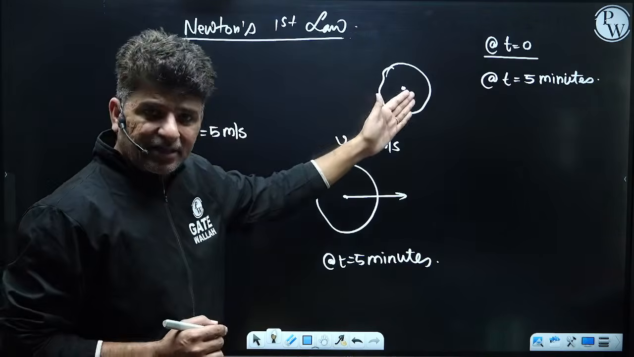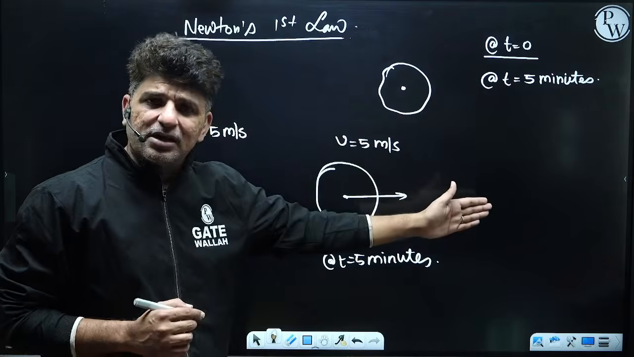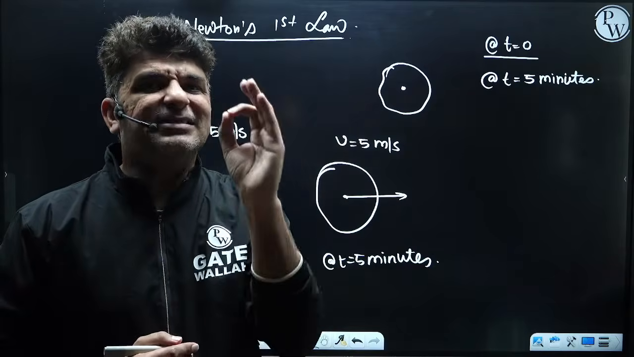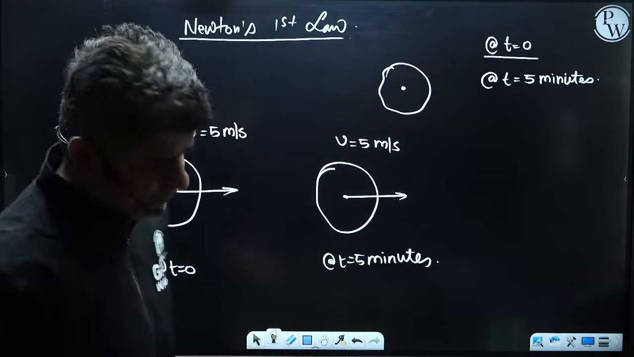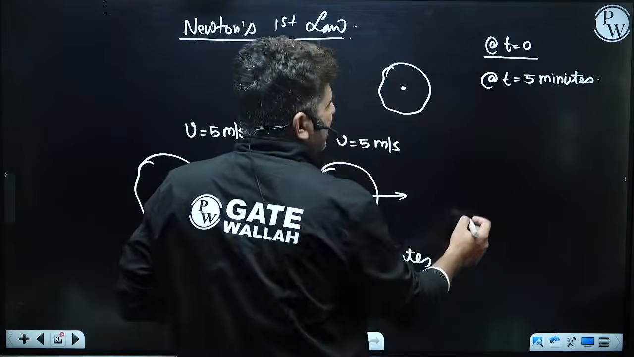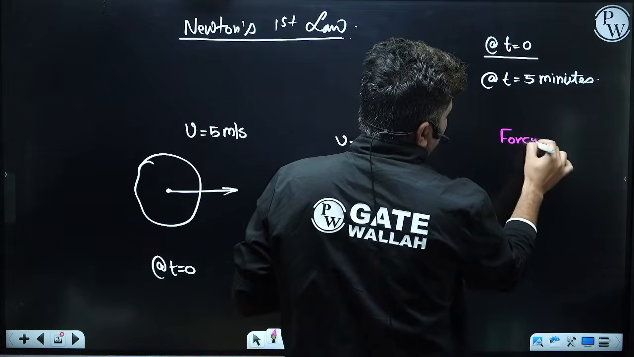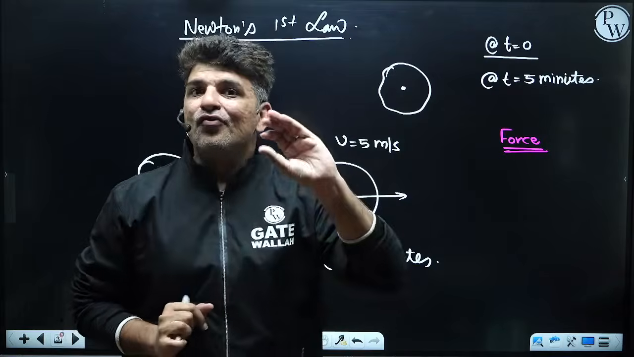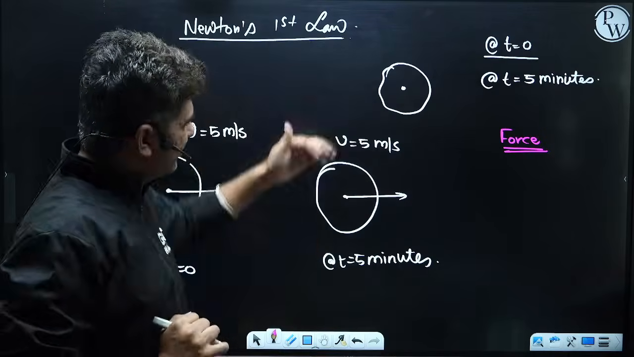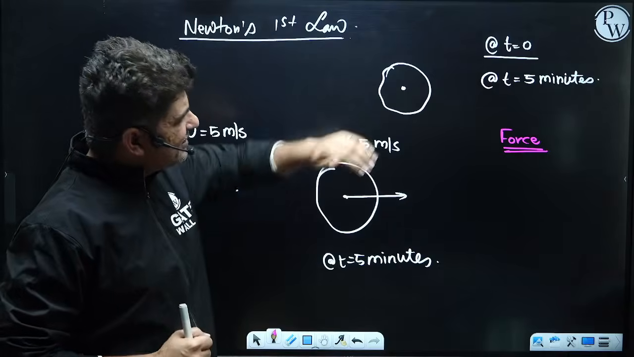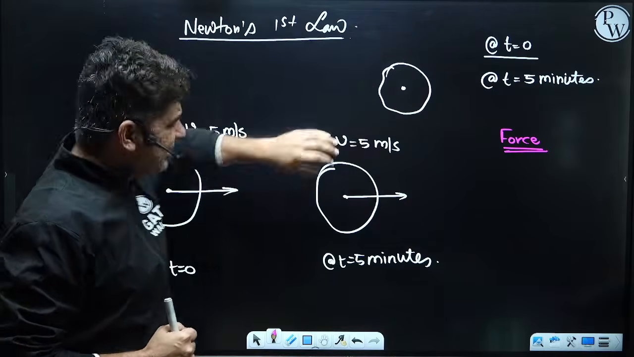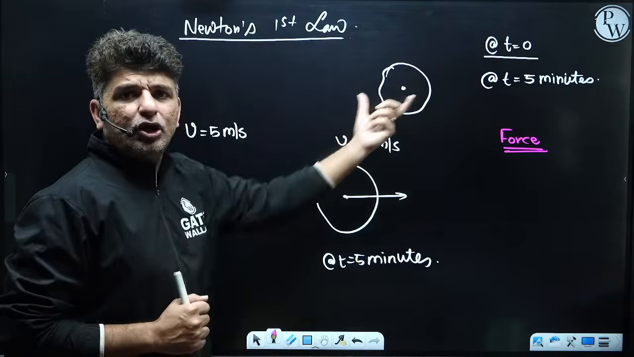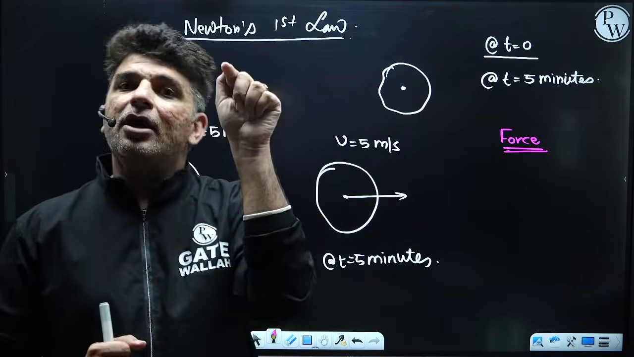So if a body is at rest, it will remain at rest. If it is moving with a velocity, it will continue to move with the same velocity until and unless it is acted upon by an external force. So Newton introduced the first term, that is called force. He said that there will be something acting on this body which can change the state of the object. This state is rest. This state is moving with a constant velocity. They will continue in their state until and unless they are acted upon by a force.